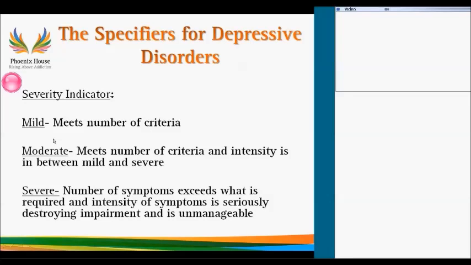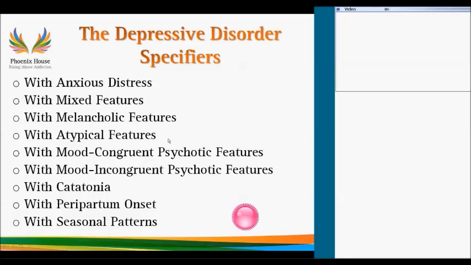That would be mild. Moderate, indicating that they meet the number of criteria, and intensity is between mild and severe. For a manual that tried to be very, very specific, this doesn't sound too specific to me. This is pretty much really obviously up to clinical judgment, but that is the language right in the DSM. And then severe, number of symptoms exceeds what is required, and intensity of symptoms is seriously distressing and impairing and is unmanageable for the patient. So these are the severity specifiers for the depressive disorder.